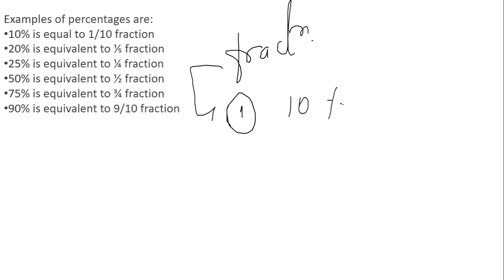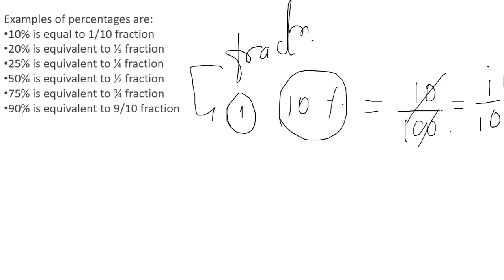And whenever we divide by that 100 value, we get a fraction. For example, the first example here is 10%. 10% can be represented as 10 upon 100, or 10 divided by 100. If I cancel out the 0 from the numerator and denominator, I get 1 by 10. It means 10% is nothing but 1 by 10 in the form of fraction.